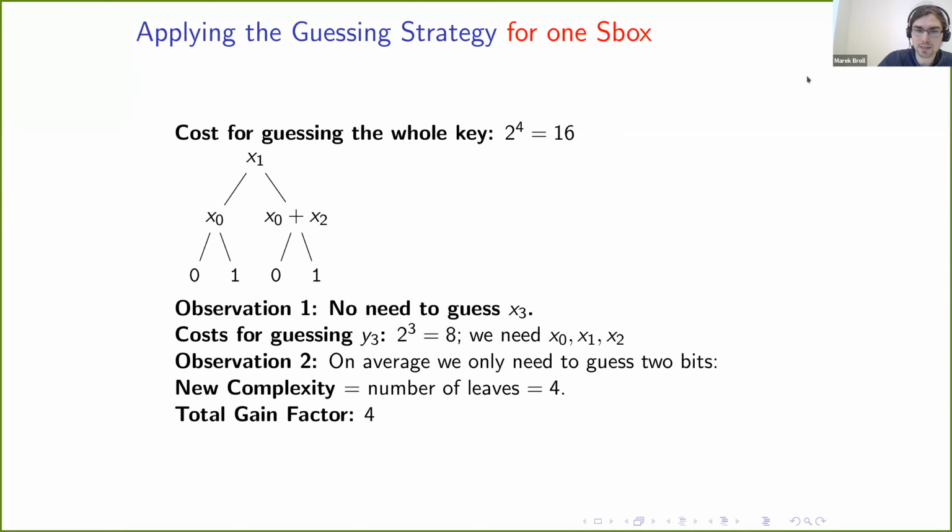This is no coincidence, because we could show in the paper that in many instances the complexity of the guessing strategy is directly related to the number of leaves of a corresponding tree. In this case, we gain a factor of 4, but we can also apply this technique to more than one S box and then further increase the gain.